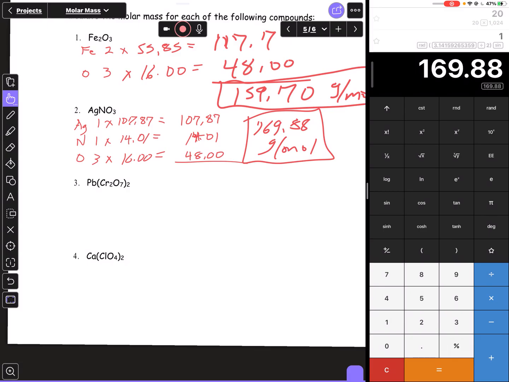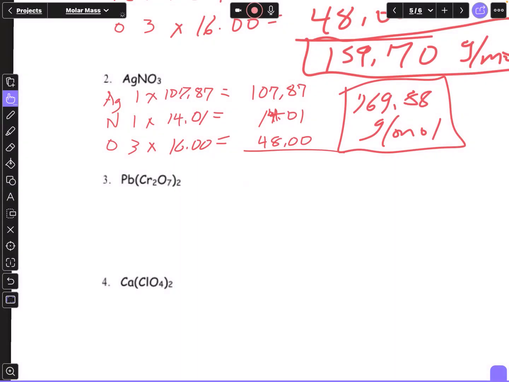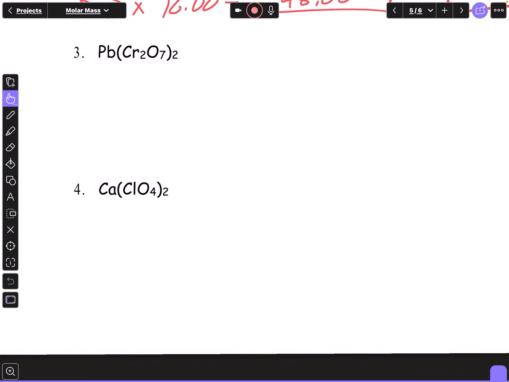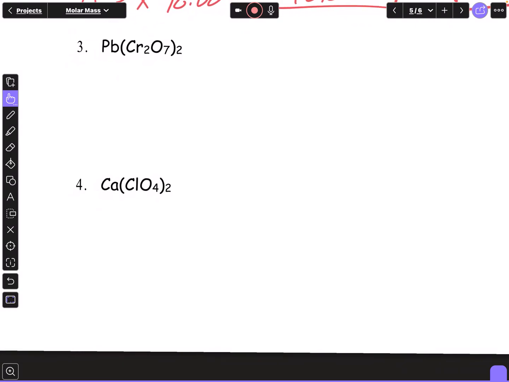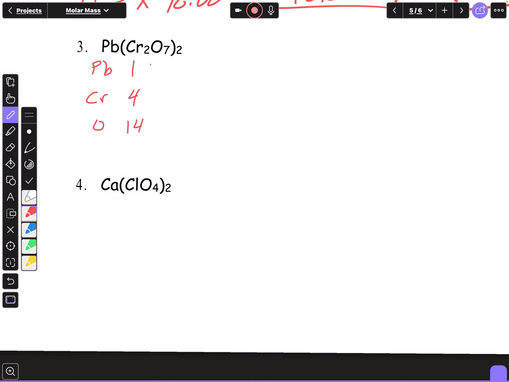Next, looking at this compound, PbCr2O7, 2 on the outside. That's made up of lead, chromium, and oxygen. There's 1 lead, chromium, there's 2 on the inside, times that 2 on the outside for a total of 4. Oxygen, 7 on the inside, times 2, gives me a total of 14. I'm going to multiply by their atomic masses.